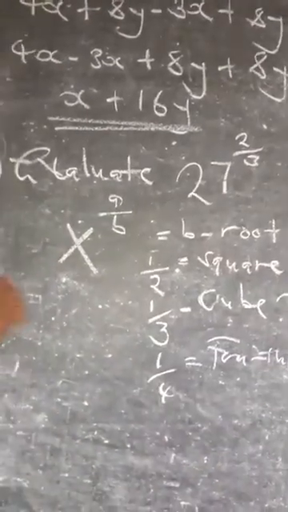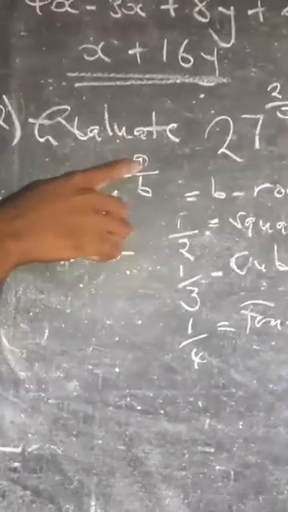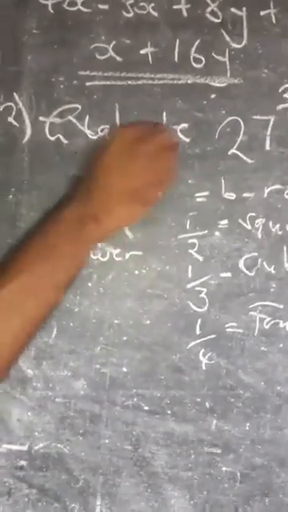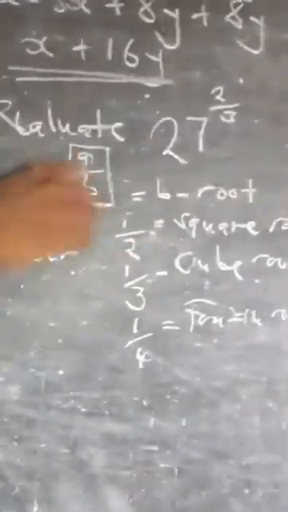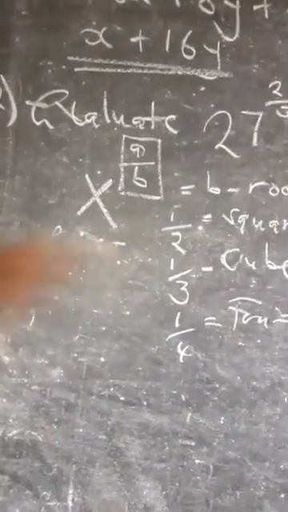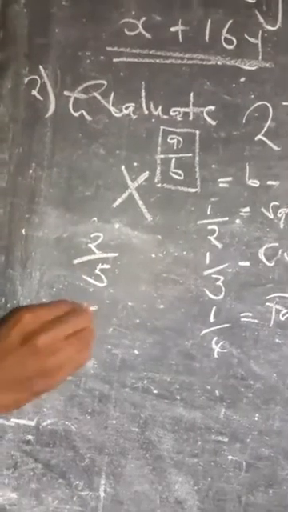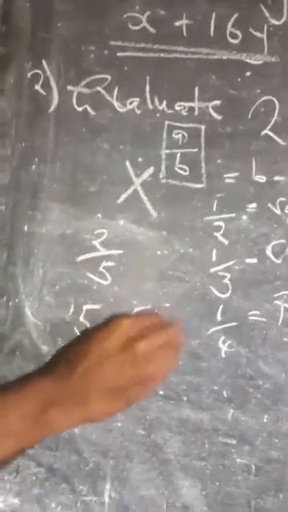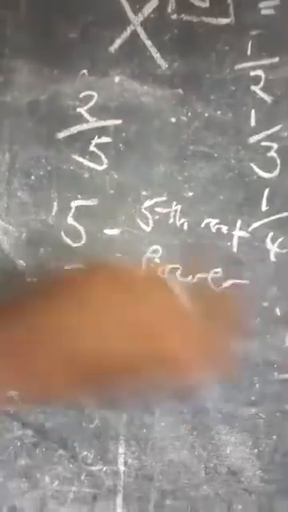Then, a is known as the power. Both of these are powers, yes, but this one is the root, that one is the power. What do I mean? If you have something like 2 over 5, 5 is the fifth root. Then 2 is the power. This is what I mean.